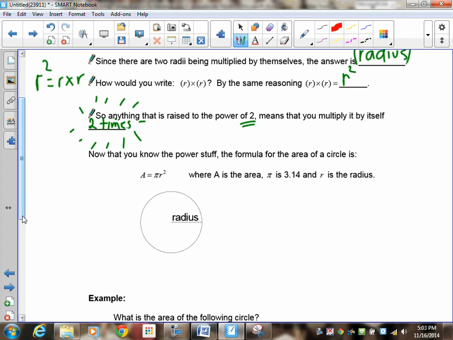Okay, now let's go look at the formula itself. Now that you know the power stuff, the formula to the area of a circle, area is equal to pi, 3.14, times radius squared, or r times r. So the area is the A, right? That's what that variable represents. And of course, we're always going to use 3.14 for pi, and the radius will always be given to you.